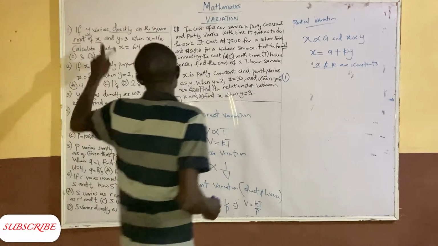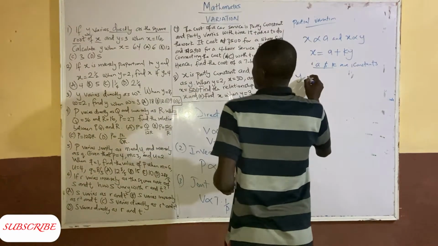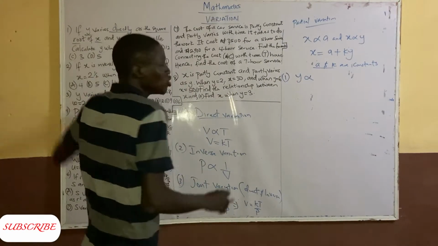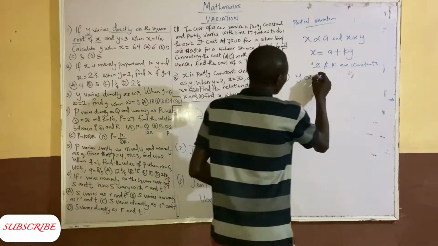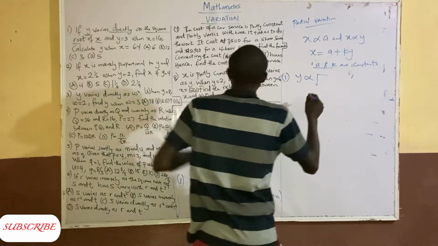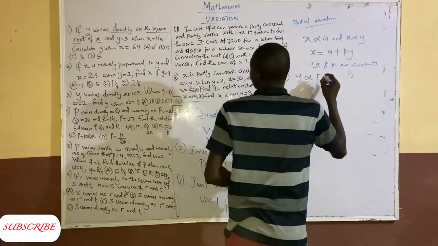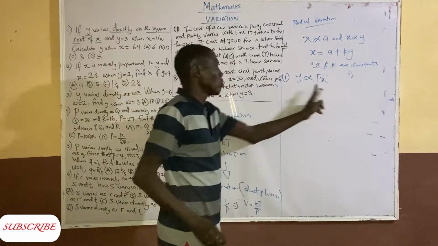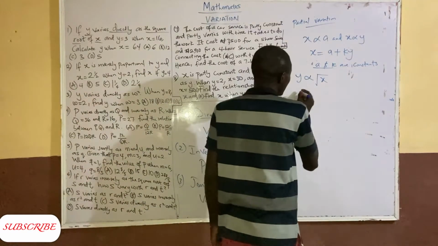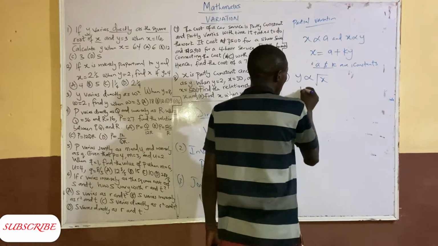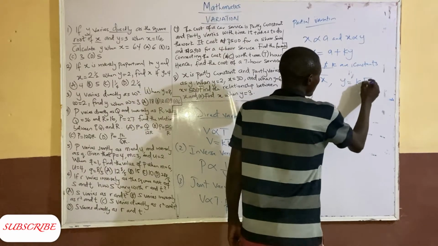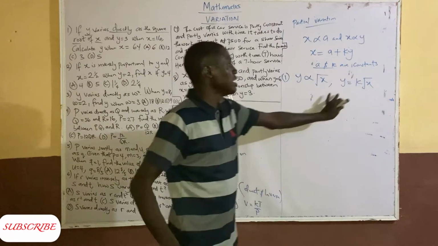Remember it said y varies directly. It's a direct variation as the square root of x. It is directly proportional, so there's no 1 over here. So y is equal to, introducing the constant, y equals k square root of x. So this is the relationship.